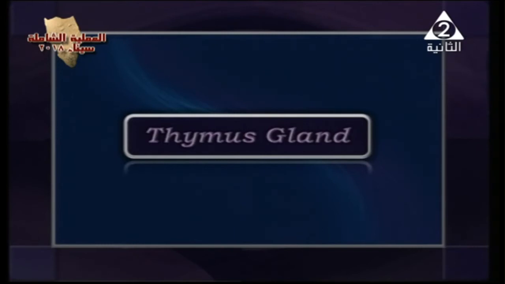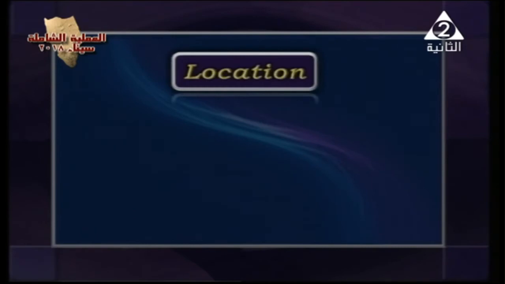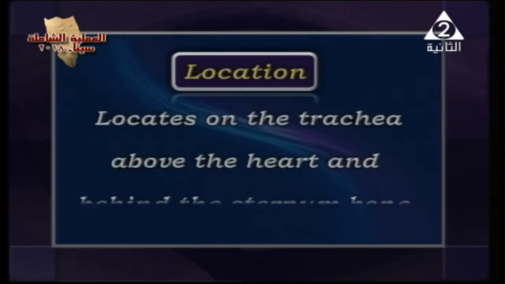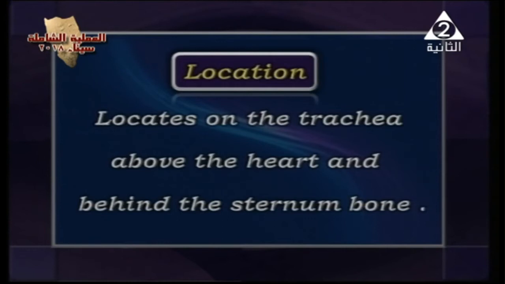Thymus gland, starting with the thymus gland. Where is it located? Its location is on the trachea, above the heart and behind the sternum bone. And to remember the sternum bone, it is the bone that connects the first 10 pairs of ribs, while the last 2 pairs are short. As you remember from the first chapter, they cannot reach the sternum bone, which we sometimes call the breastbone.